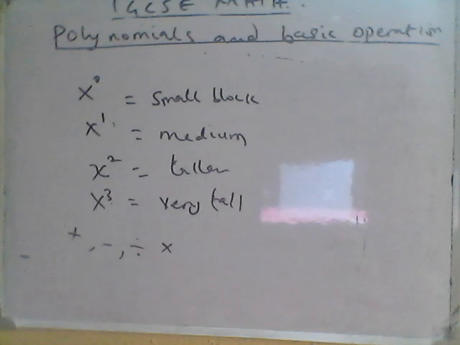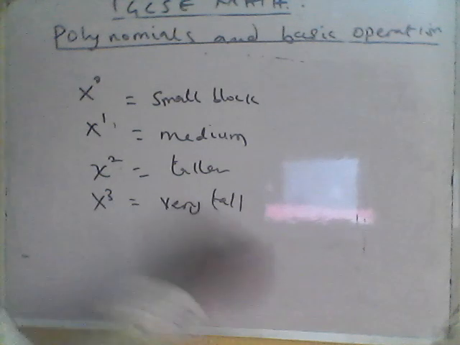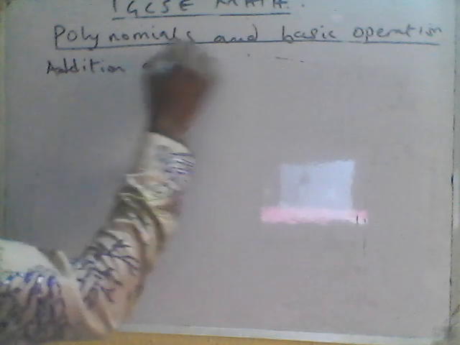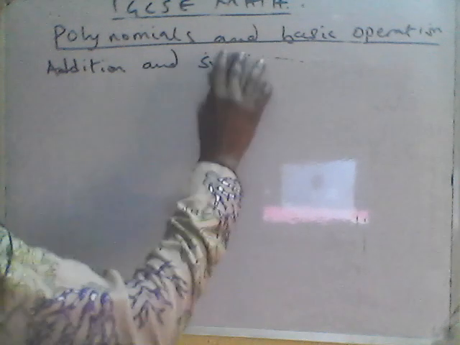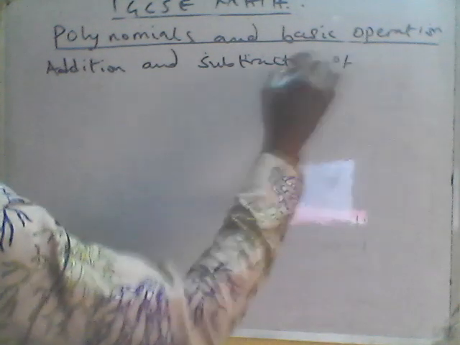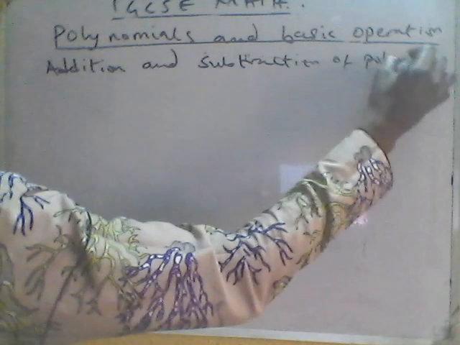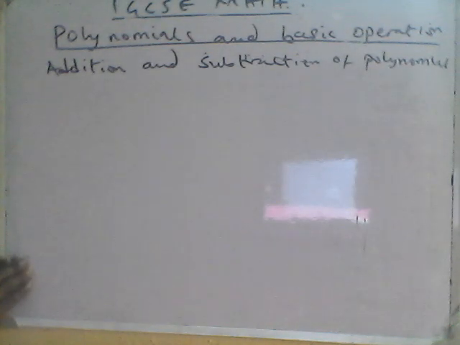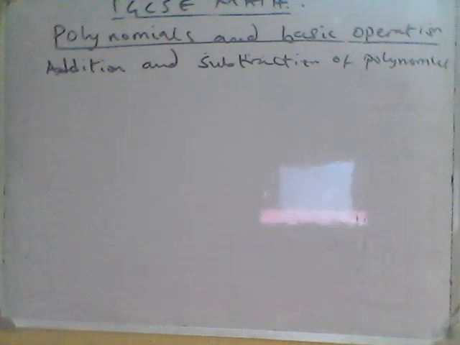Okay, so if I want to do step-by-step working of what I have just said, the first thing I have to do is to show addition and subtraction of polynomials. You can only combine like terms. So there's a concept known as like terms.